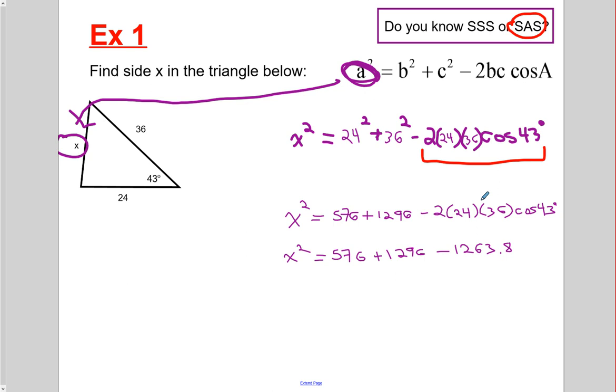Okay. So let's do our last part, our adding and subtracting. We're getting close now. I'm just going to do all these numbers in one go. So 576 plus 1296 minus 1263.8, that's going to leave us with 608.2. And then we've got to take the square root of that, take the square root of both sides. And we know it's got to be the positive number because we're dealing with a triangle. It doesn't have negative sides.